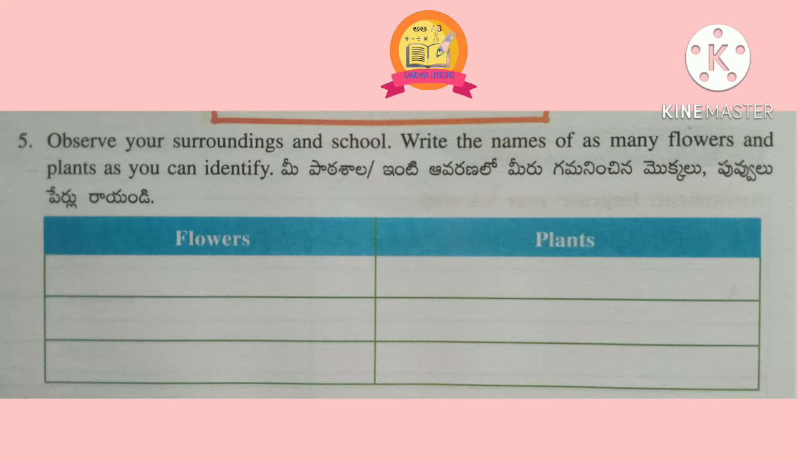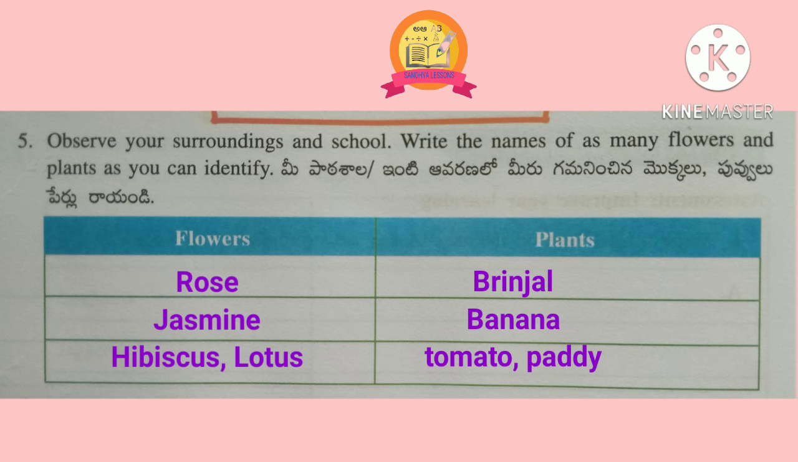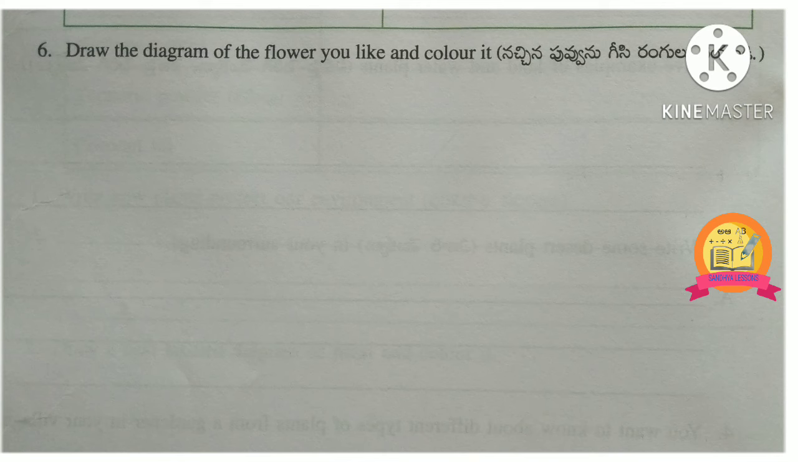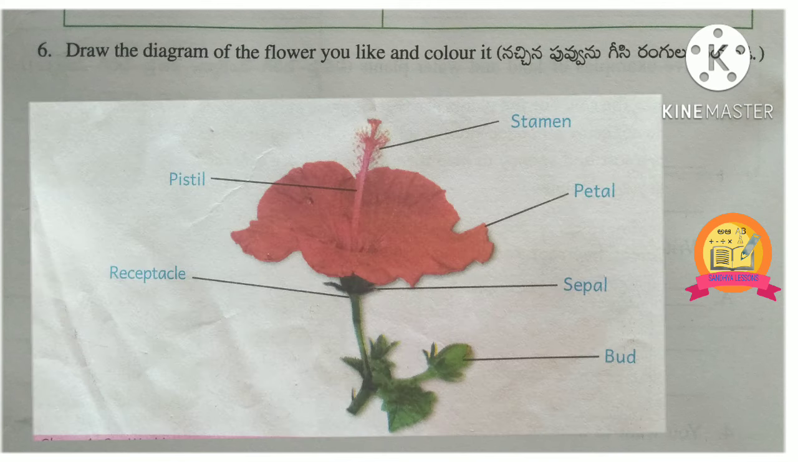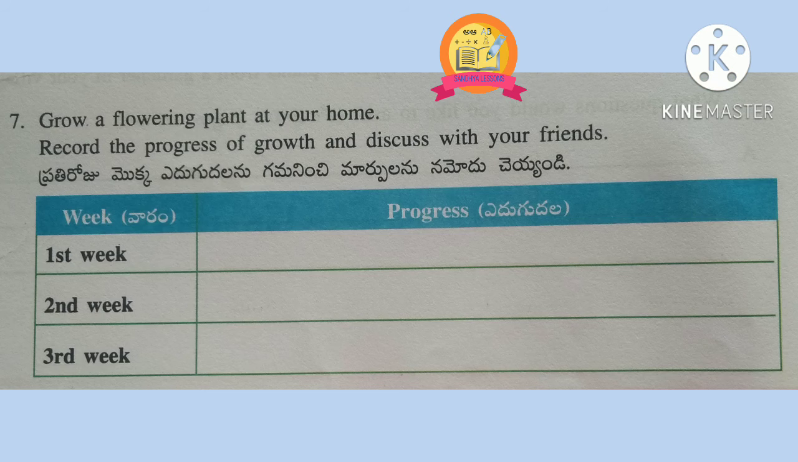Fifth question. Observe your surroundings and school. Write the names of as many flowers and plants you can identify. Flowers: rose, jasmine, hibiscus, lotus. Plants: brinjal, banana, tomato, paddy. Sixth question. Draw the diagram of the flower you like and color it. Seventh question. Grow a flowering plant at your home. Record the progress of growth and discuss with your friends.